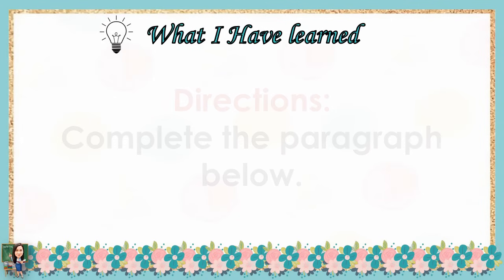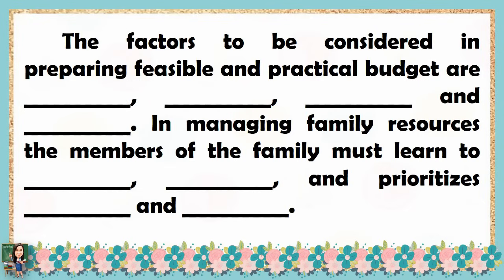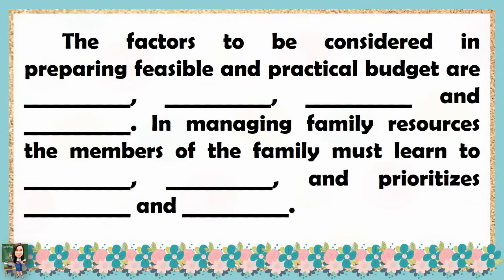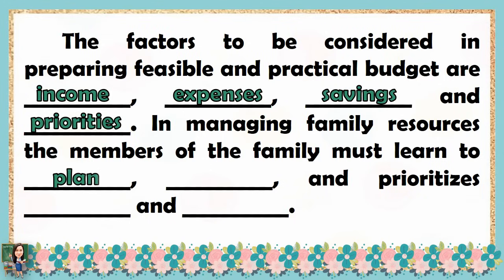For this activity, complete the paragraph below. Let's answer. The factors to be considered in preparing a feasible and practical budget are income, expenses, savings, and priorities. In managing family resources, the members of the family must learn to plan, save, and prioritize needs and goals.